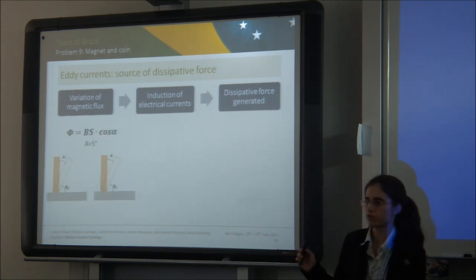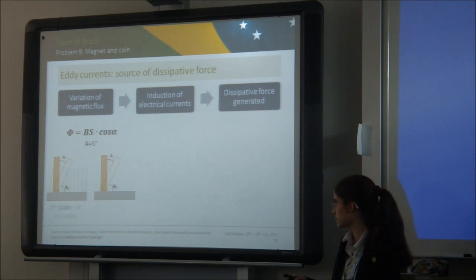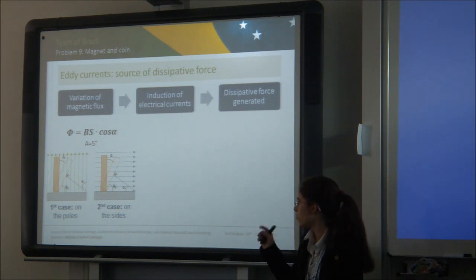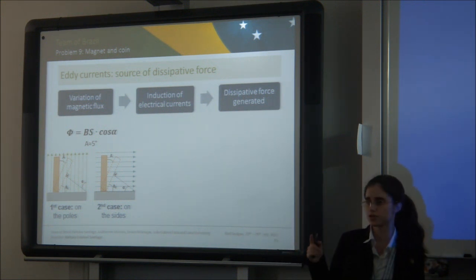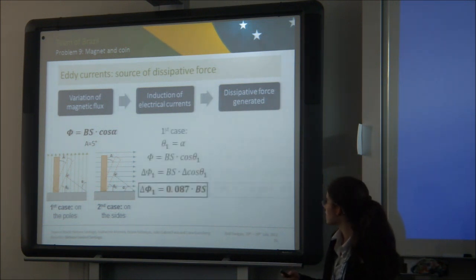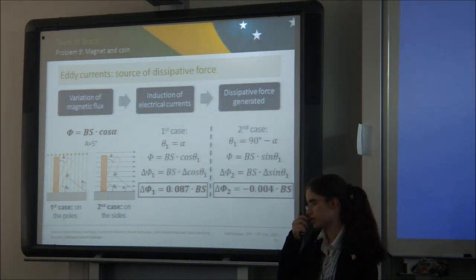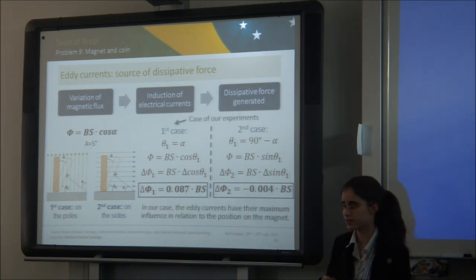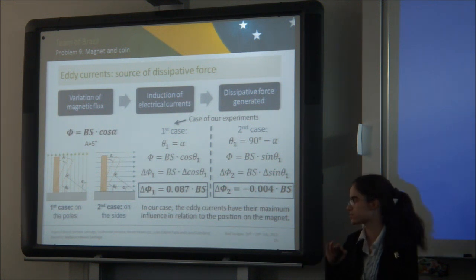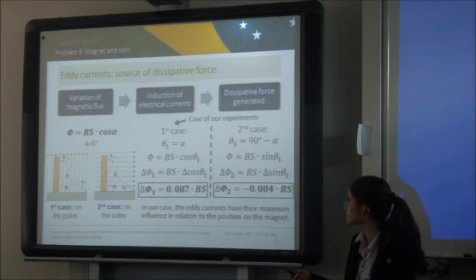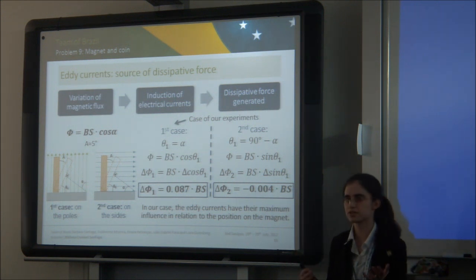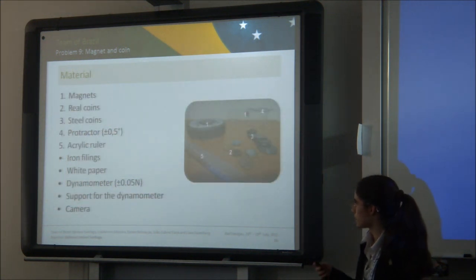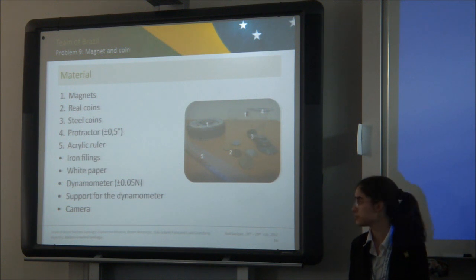So we have the oscillation of an amplitude of about 5 degrees, and we have two extreme cases for a coin that is placed on the magnet: one in which the coin is on the poles, and one in which the coin is on the sides of the magnet. We have different values for the variation of the magnetic flux. In the first case, that is the case of our experiment, there is the maximum variation of the magnetic flux, so the eddy currents would have the greatest effect. I'm going to talk about the material when I talk about my setup.